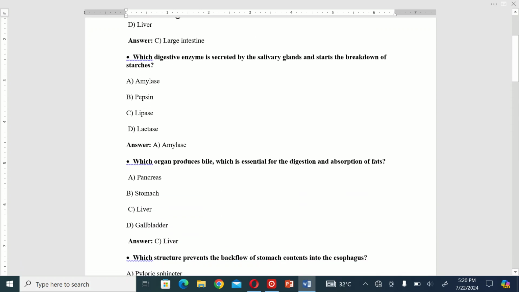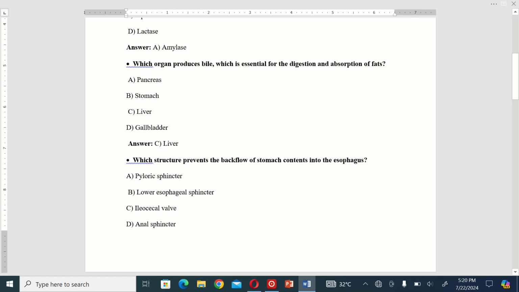Which digestive enzyme is secreted by the salivary gland and starts the breakdown of starch? A. Amylase. B. Pepsin. C. Lipase. D. Lactase. So the correct option is amylase. A is the correct option.